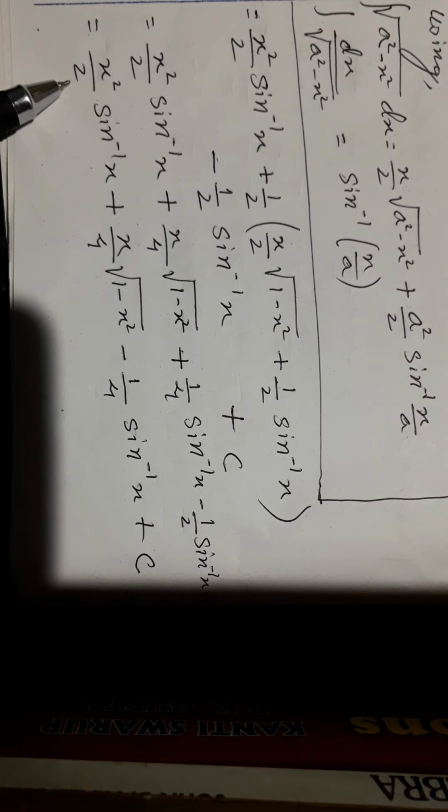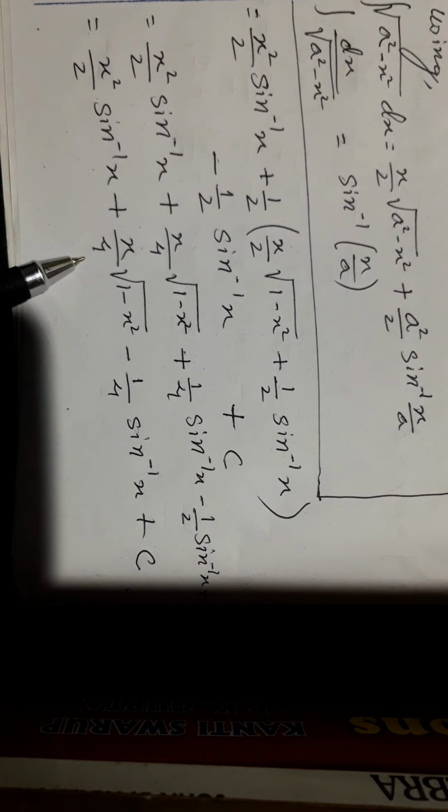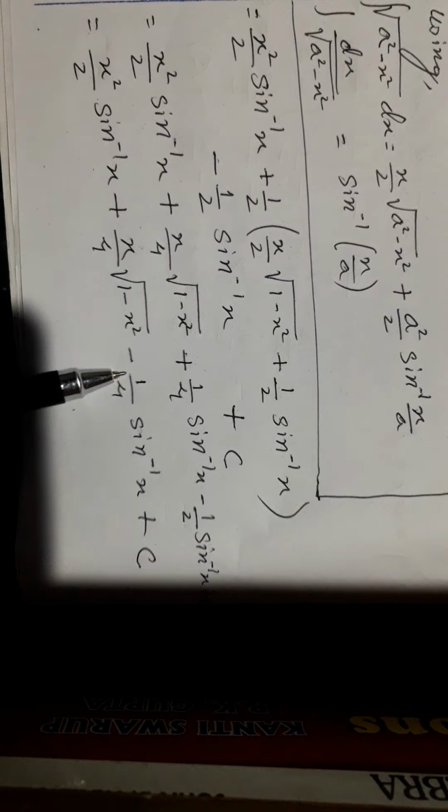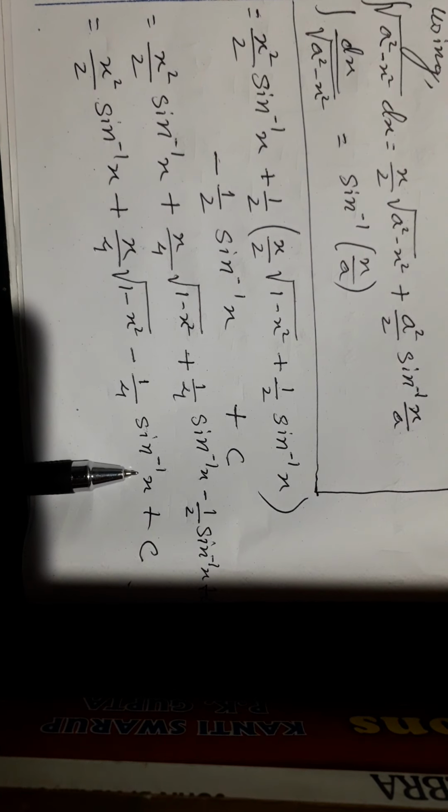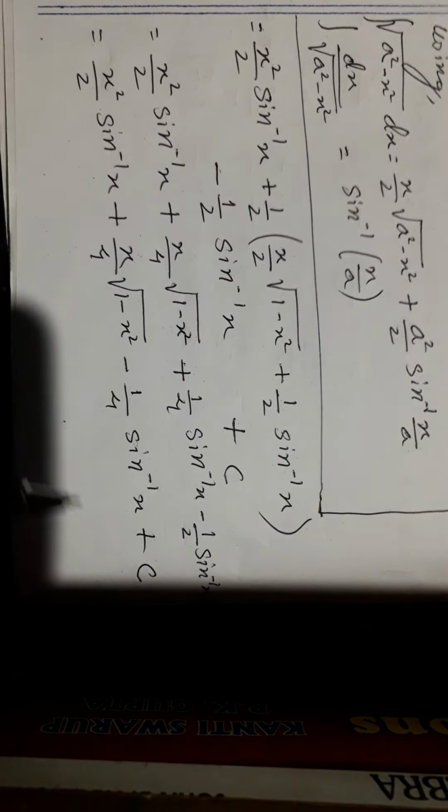So here we have x squared by 2 sine inverse x plus x by 4 square root of 1 minus x squared minus 1 by 4 sine inverse x plus integration constant.